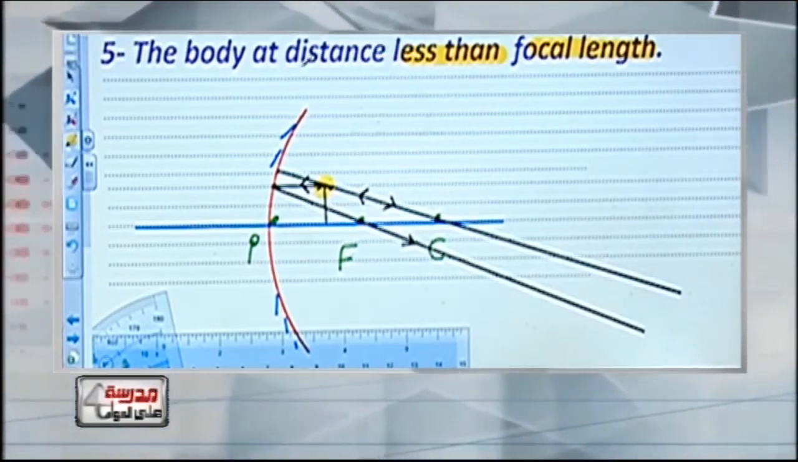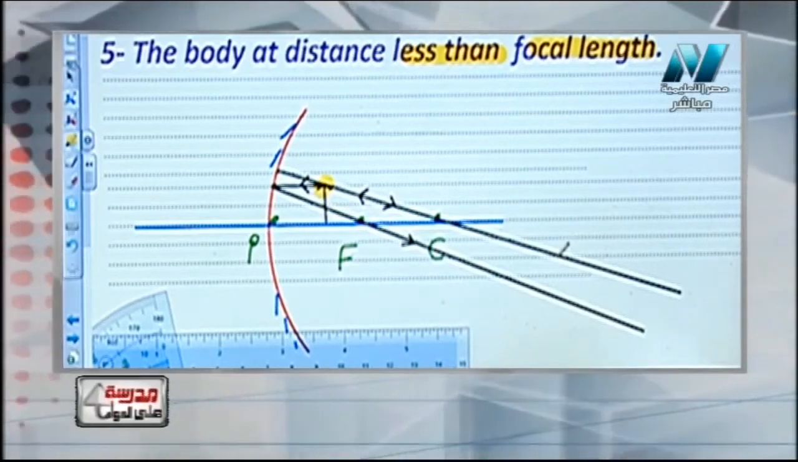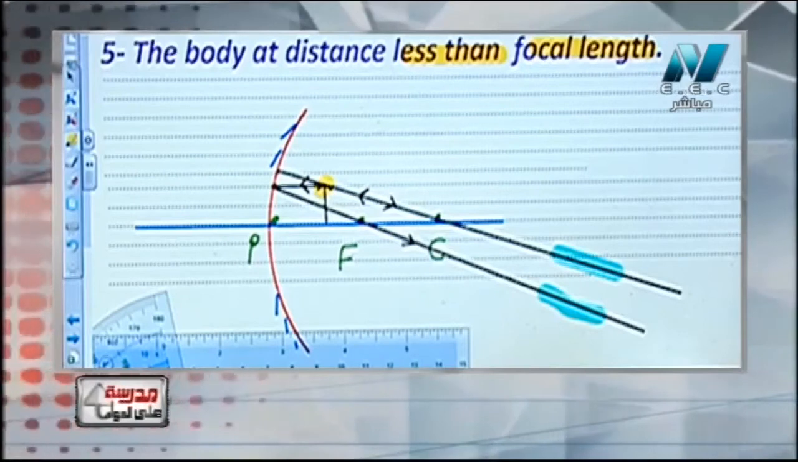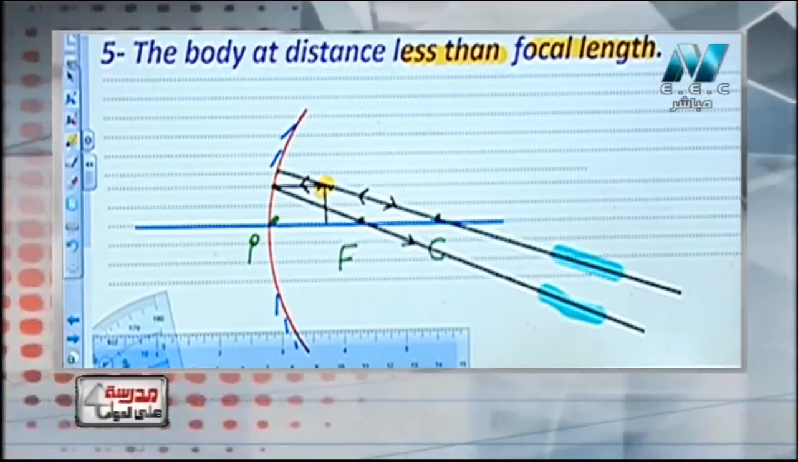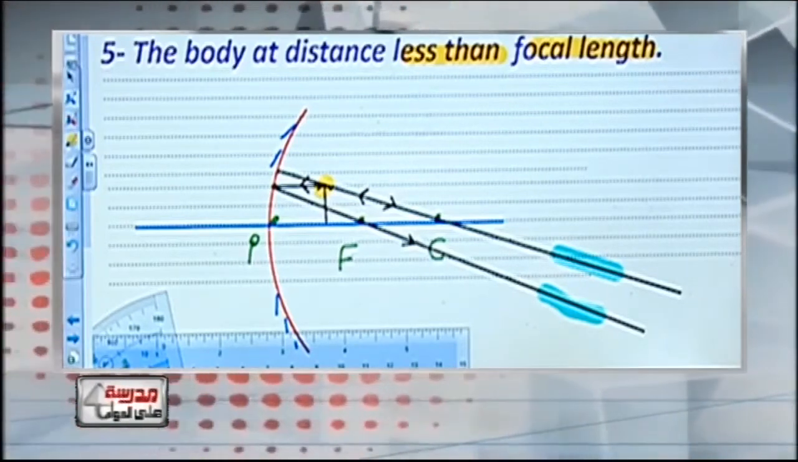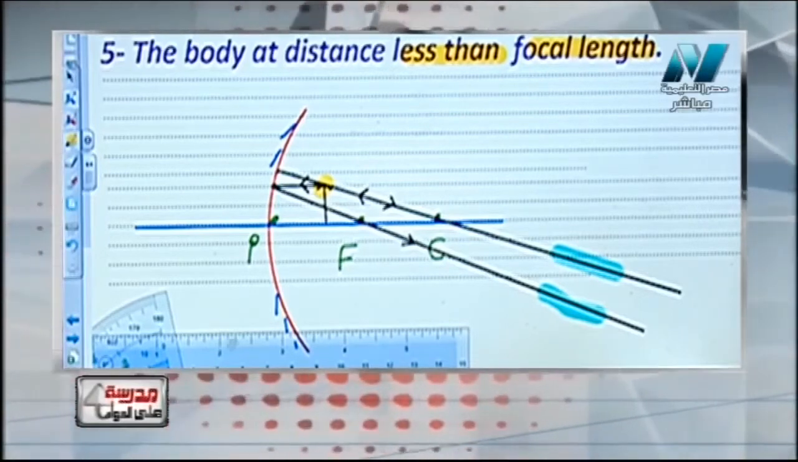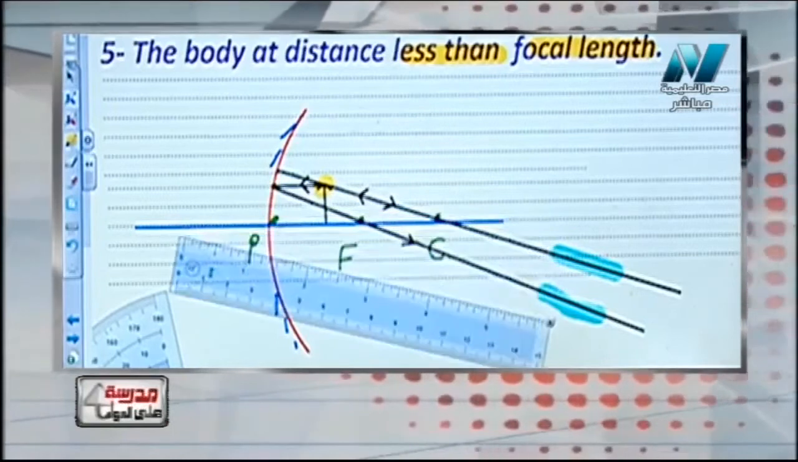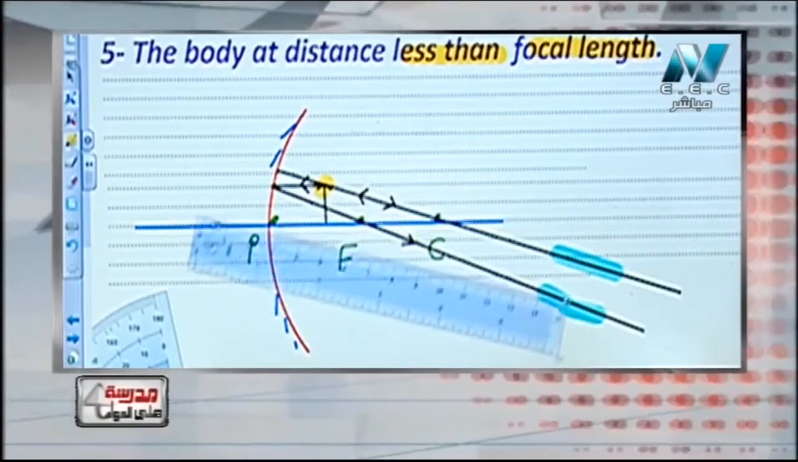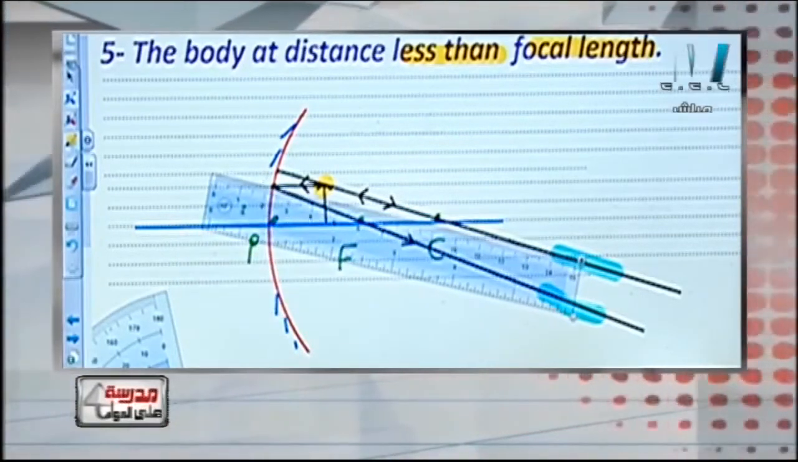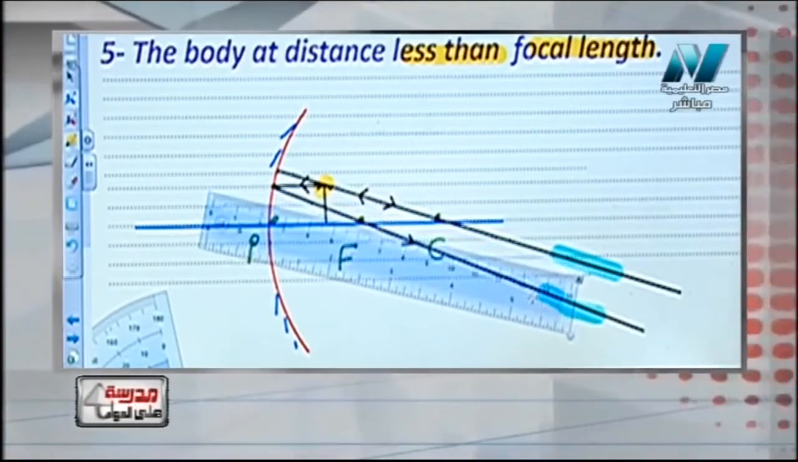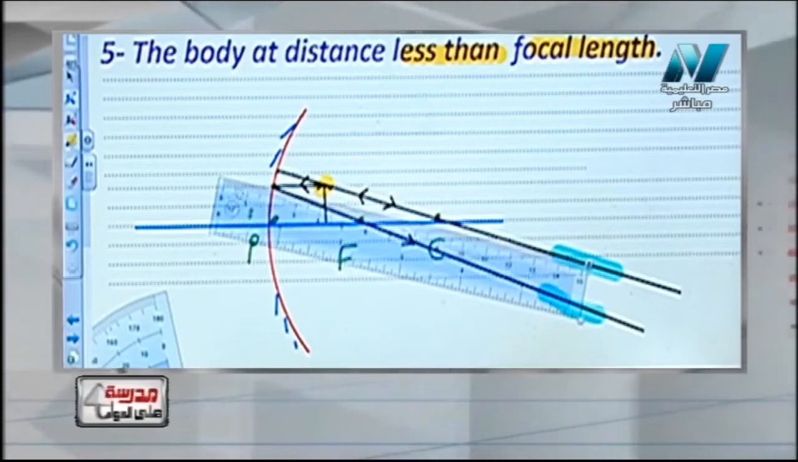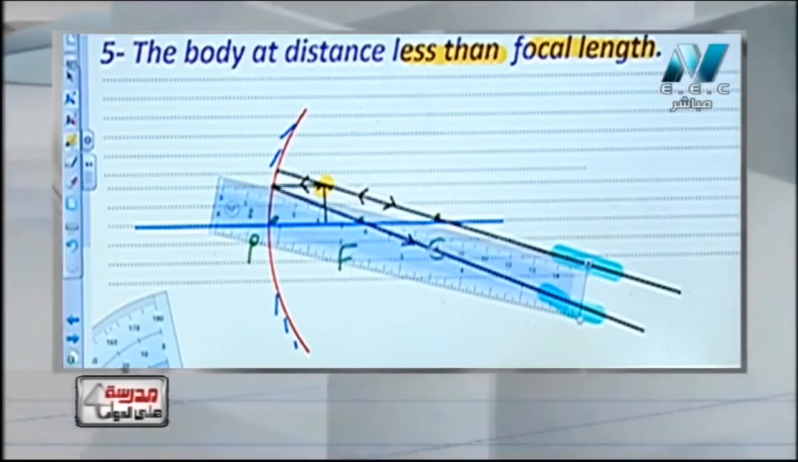The 2 light rays here can't intersect. So we will make extensions by using the ruler. I will use the ruler to draw extensions on the same straight line of the reflected rays. I put the ruler on it and draw the extension of the reflected rays. Okay.